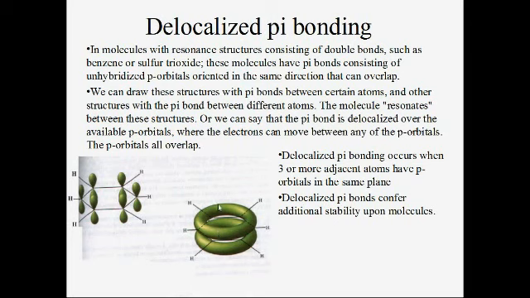So for this benzene molecule, we can have 2 resonance structures of alternating single and double bonds, or we can have one structure here with a delocalized pi bond around the whole ring. And this is the more accurate description of the actual molecule.